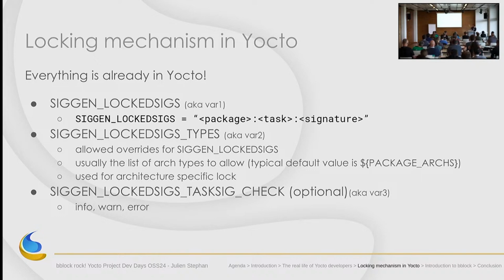So as I told you, there is everything in Yocto, and in particular there are these three variables, variable 1, 2, and 3. I'm sorry, I'm not going to pronounce them because it will be a pain for me and for you, so trust me. So I will name them variable 1, 2, and 3. Variable 1 is the most important one because it is the one that will actually specify the signature you want for a given task of a given package. Variable 2 is the allowed overrides for variable 1. And it is mainly used to lock signatures per architecture. And the third one, which is optional, will control the verbosity in the output when you lock recipes or tasks. Currently, these three variables are not documented yet, and it is part of my to-do list. I'm trying to improve documentation about that.